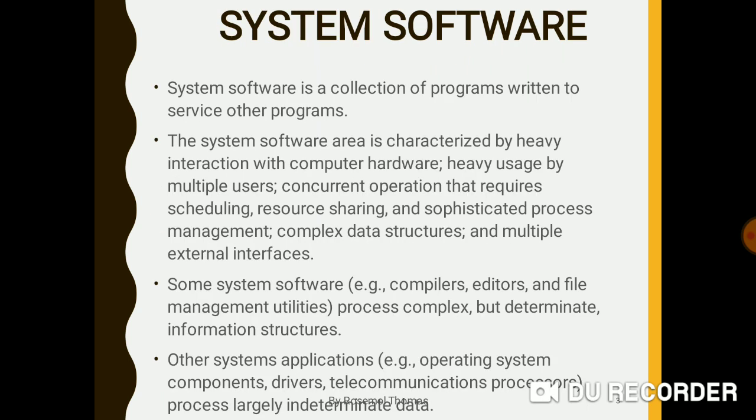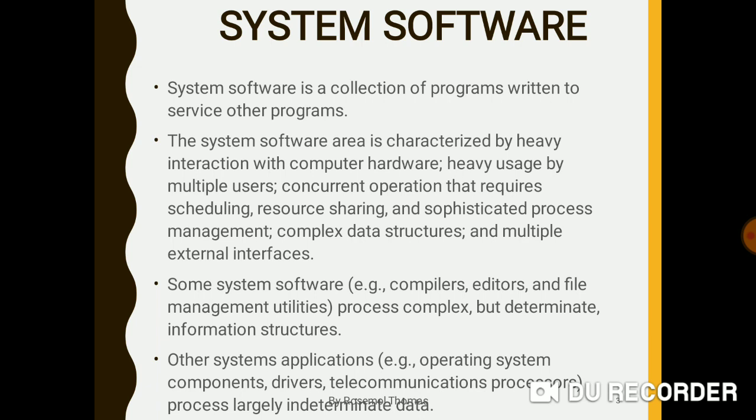So let's move on to the first one, that is system software. System software is a collection of programs written to service other programs. It is the software that interacts with the hardware and gives the output, or it acts as an intermediary between the hardware and the user. So it needs to have a high interaction with the computer hardware, and it is heavily used by multiple users. So it needs to manage the concurrent operations that require scheduling, resource sharing, and sophisticated process management. It needs to handle complex data structures and multiple external interfaces.